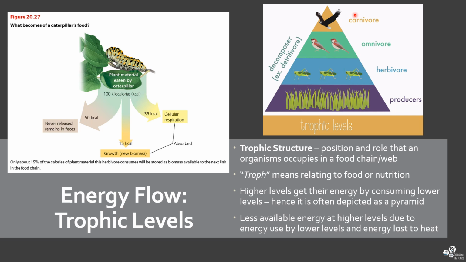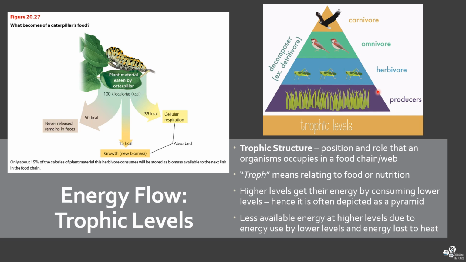We often show this trophic structure as a pyramid for a couple different reasons. Mainly, it shows us how the energy is being transferred. And at every level, we get a little bit less energy and less energy in that structural group.